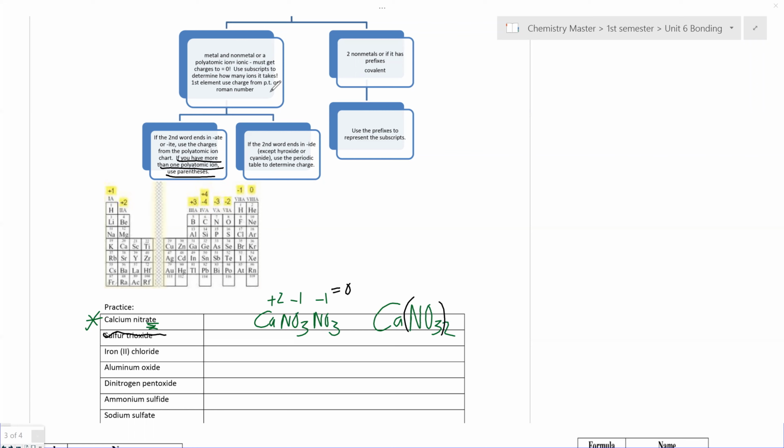Do not look at that one. Do not look at that one. All right. Now let's skip and let's do this one. We'll come back to the one with the Roman numeral. Okay.